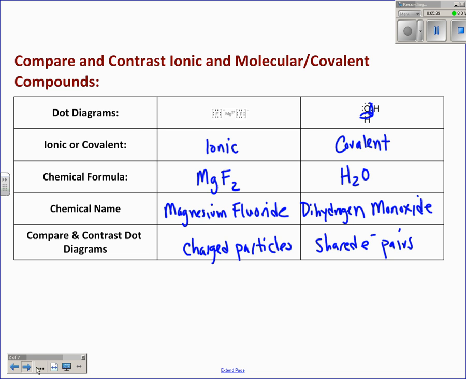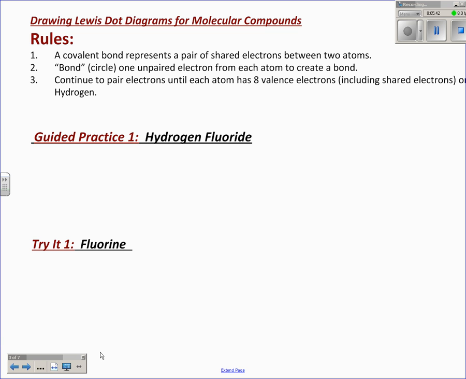Okay, so how do we go about drawing these Lewis dot diagrams for molecular compounds? Well, there are three main rules to keep in mind. A covalent bond represents one pair of shared electrons between two atoms. A pair of electrons is just two electrons. You're going to draw the Lewis dot structures for each of the atoms involved, and see how many unpaired electrons there are from each atom. You'll circle the unpaired electron from one atom and an unpaired electron from the other atom to create a shared pair.